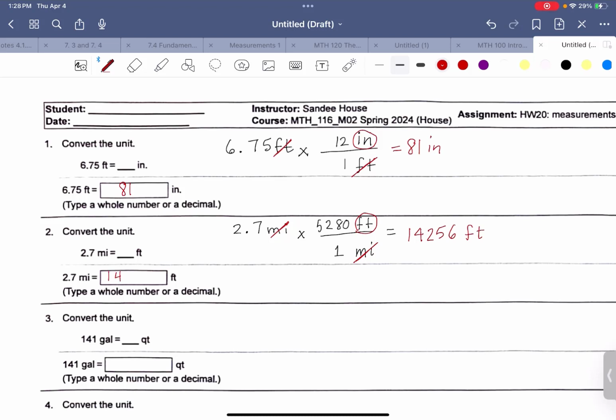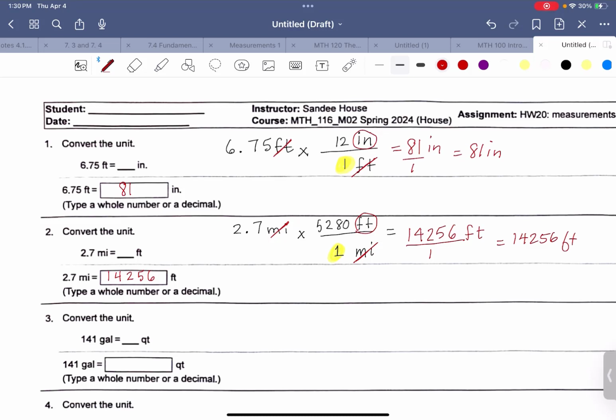So 14,256. Now notice that in both of these cases, I have a denominator of 1. And when I have a denominator of 1, I don't have to worry about dividing at the end. This is 81 over 1, which of course is 81. Same thing here, 14,256 over 1, which is 14,256. However, sometimes the conversion factors are not exactly like this, and if you have a number other than 1 in the denominator, you'll have to divide by it. So we'll see that in some other examples.